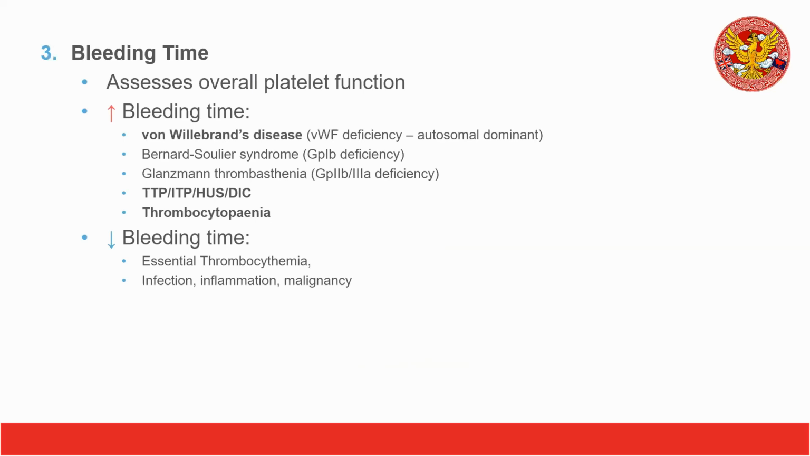Finally, your bleeding time, which generally assesses your overall platelet function. And if your platelets are working well or working too well, that will cause a reduction in bleeding time. If they're not working that well, so things like von Willebrand disease, or as you mentioned, HUS or DIC or thrombocytopenia, so having very little platelets will increase your bleeding time. And finally, you'll also look at your platelet count as well.